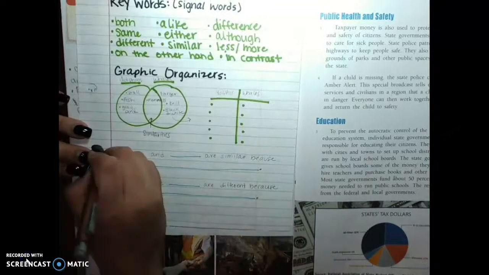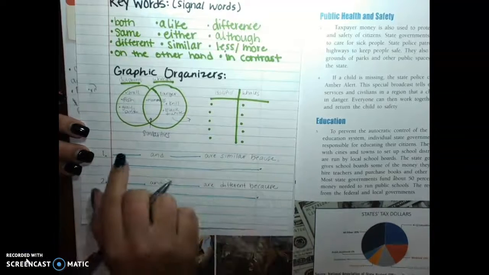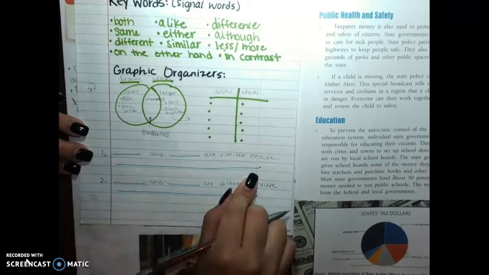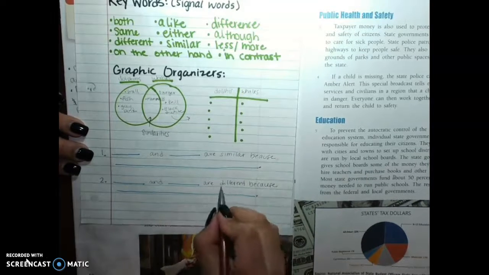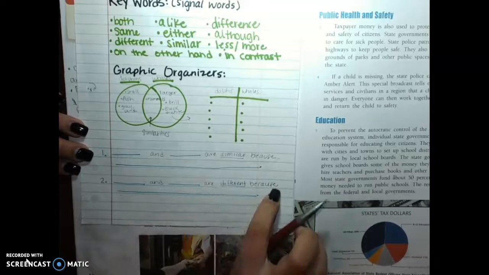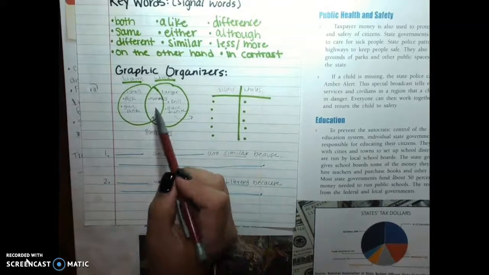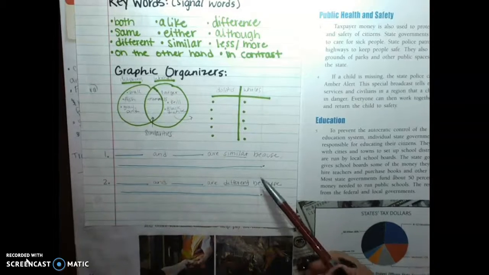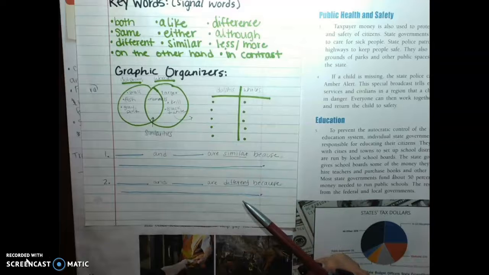My two main sentence stems that I want you to pay attention to are: blank and blank are similar because blank. And then blank and blank are different because blank. We could also go on to write a sentence stem about similarities, but today we're just going to focus on the similarities and differences between a section.